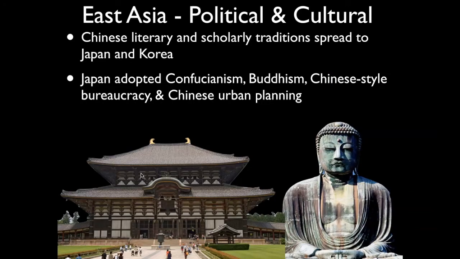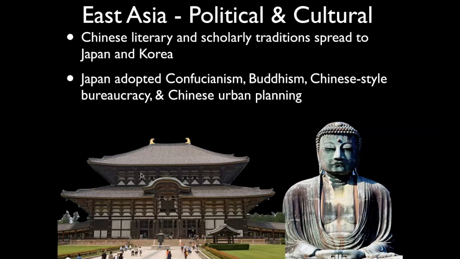Another example of the Chinese influence over Japan. Japan adopted elements of Confucianism, elements of Buddhism. Now, Japan's version of Buddhism is slightly different. Most people in Japan practice a form of Buddhism known as Zen Buddhism, which is a kind of branch of Mahayana Buddhism. In addition, you had Chinese-style bureaucracy coming into existence in Japan. Japan created an emperor and started to establish a vast bureaucracy, much like the Chinese, although they don't use the civil service exam system. The Japanese also start copying China's urban planning.